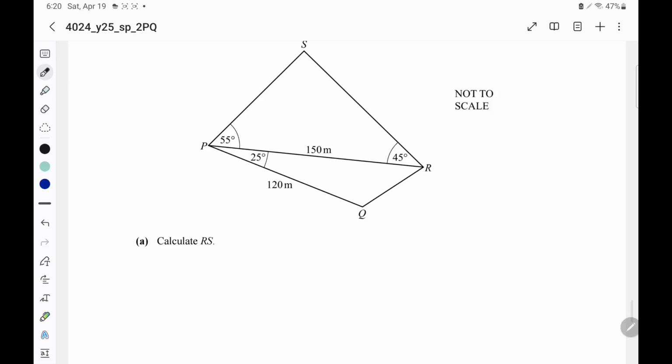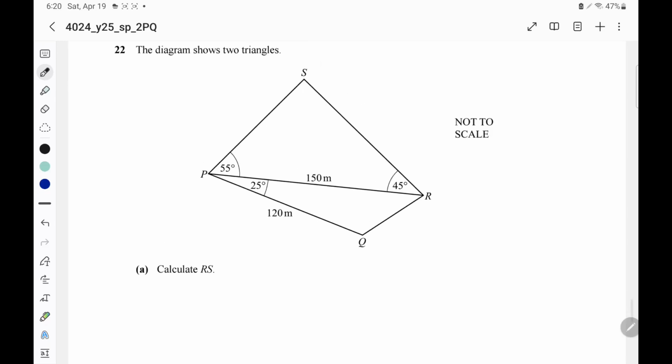Question number 22. Question number 22, a trigonometric question. Both the triangles are non-right angle triangles, so either sine or cosine rule will be applicable here. So RS is required, two angles and one side means sine rule is applicable. So S is which side? This is RS. RS upon sine of 55.